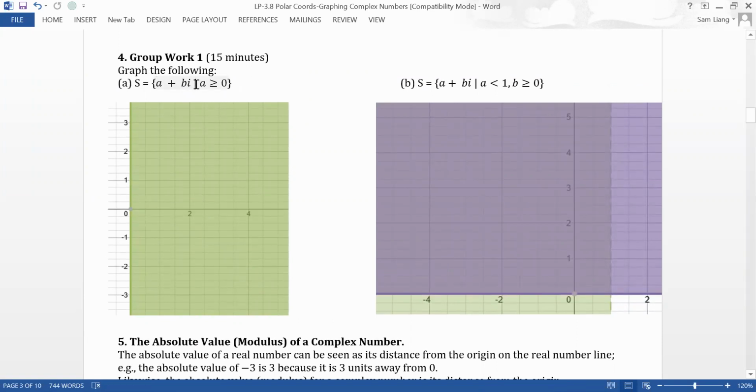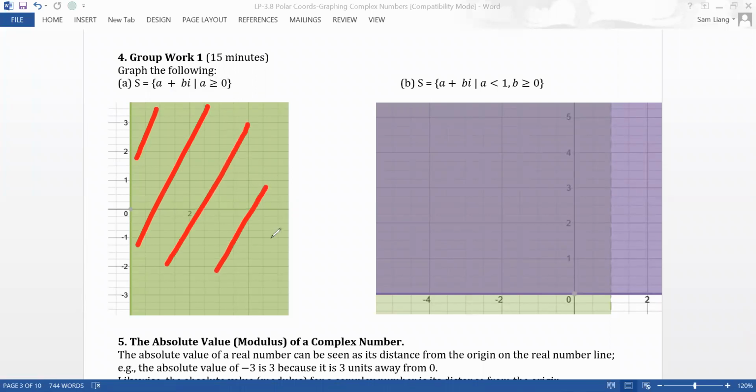The first set is a plus bi such that a is greater than or equal to 0. So again, this is the real part of the complex number, I should say, is positive or 0. Okay. So, again, the real part is the horizontal axis. So any complex number to the right of the vertical axis is going to have a real part greater than or equal to 0. And this y-axis is included, or I should say the imaginary axis. Right, so that's this shaded green part. Okay, so all complex numbers with a values positive or 0.